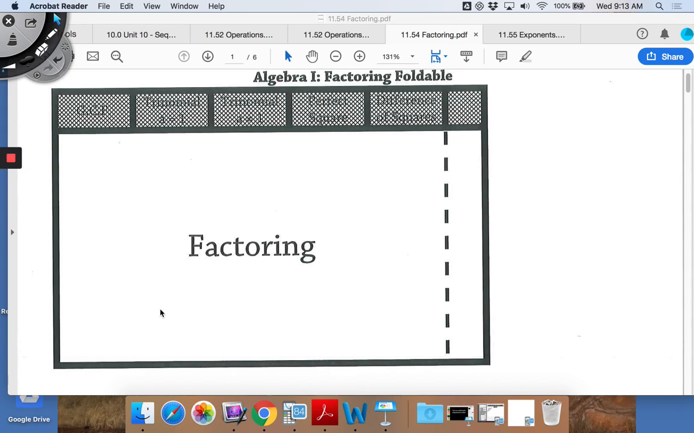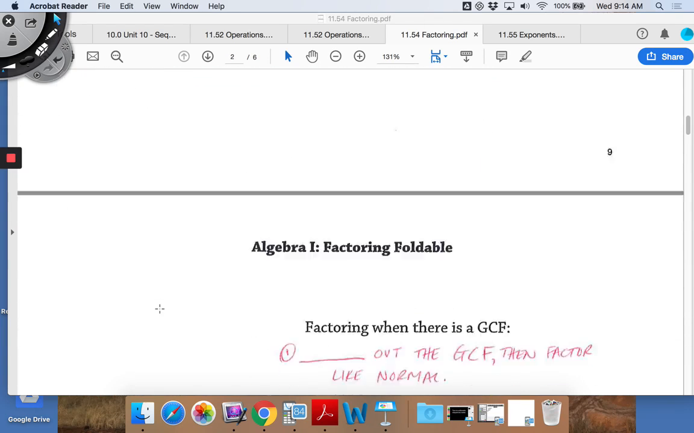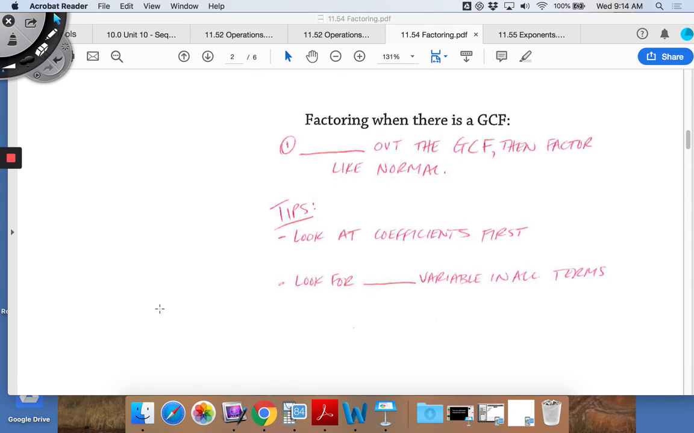Okay, so we're going to start factoring today. The first way we're going to do is factoring when there's a GCF. GCF stands for greatest common factor. So first step, we're going to divide out the greatest common factor, then factor like normal. So the tips of that: look at coefficients first and see if we can divide out that coefficient.